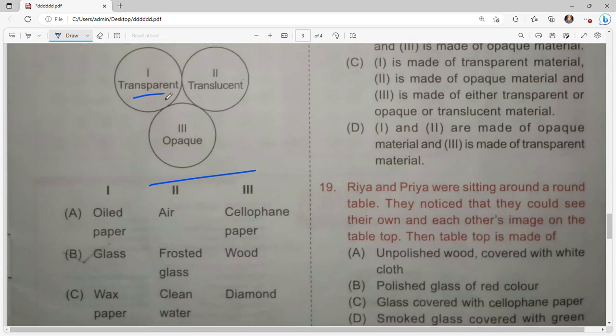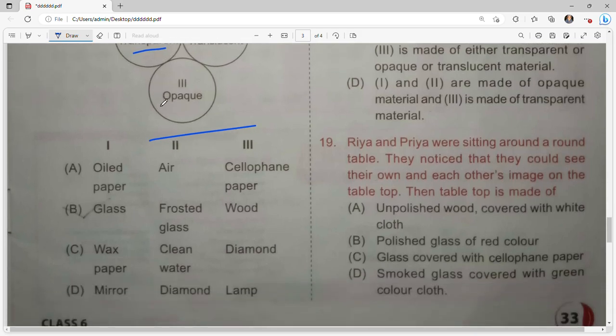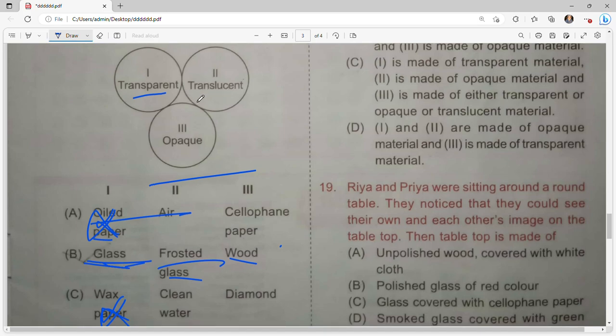First is that the object should be transparent. So let's use the method which is known as the elimination method to get the right answer. First is oil paper. No, it's a translucent object. Glass, yes, it's a transparent object. Wax paper, no, it's not transparent, it's translucent. And mirror is an opaque object. So as we can see, for the first part, 3 options are wrong and the one left is glass, frosted glass and wood. But let's see the other parts. Second is translucent. Yes, frosted glass is a translucent object. Opaque, yes, wood is also an opaque object. So the correct answer for your question number 16 is option B.